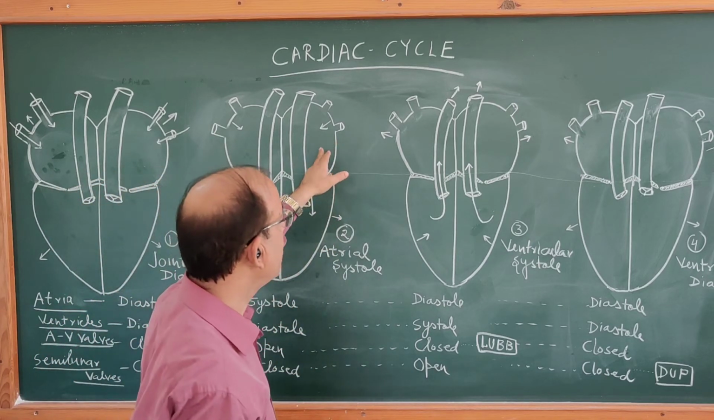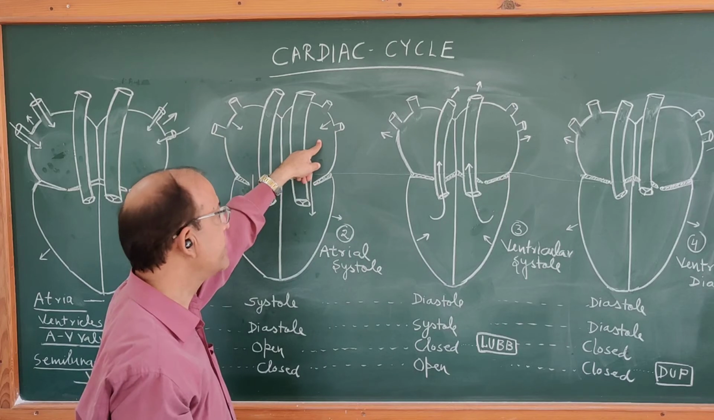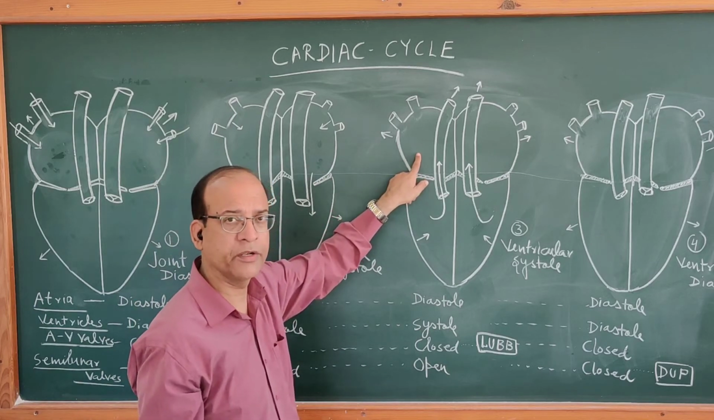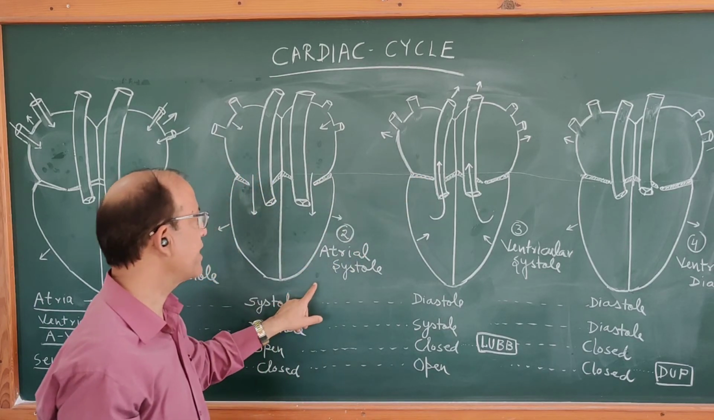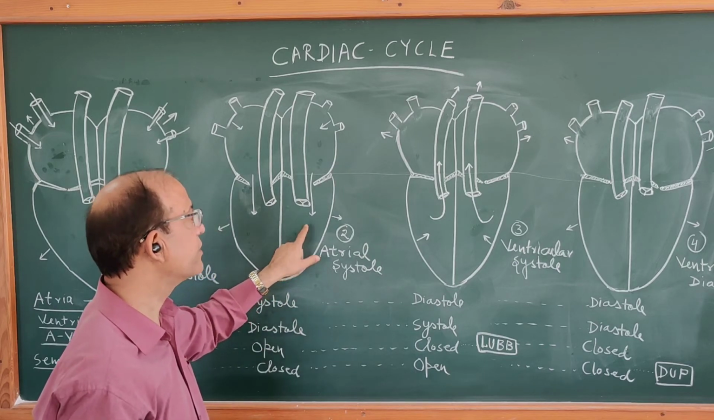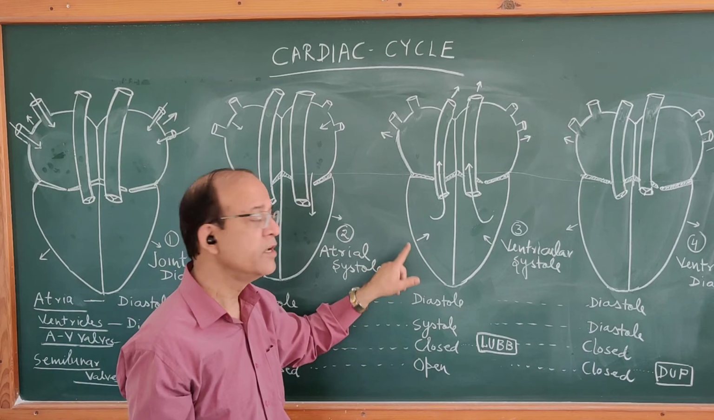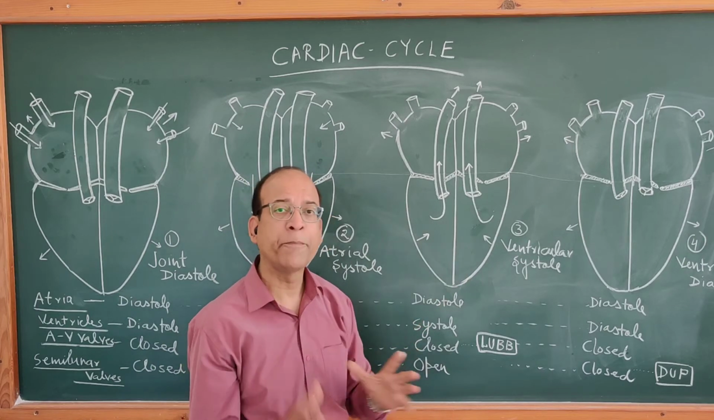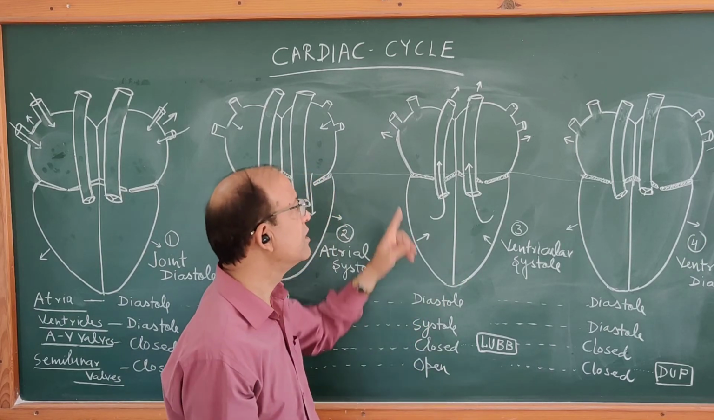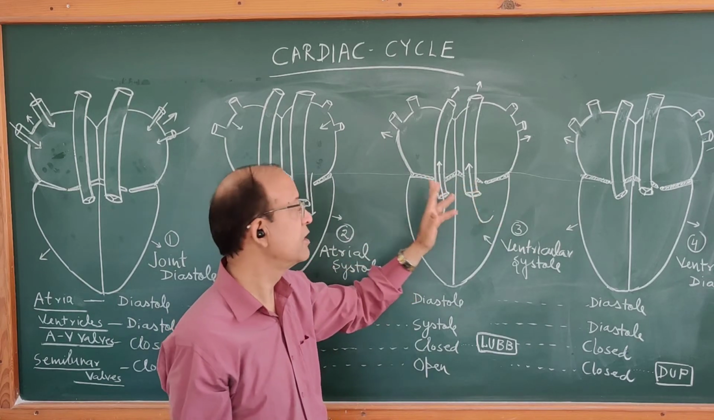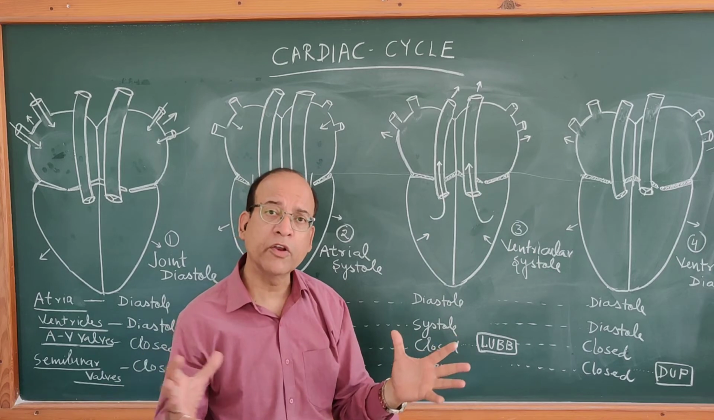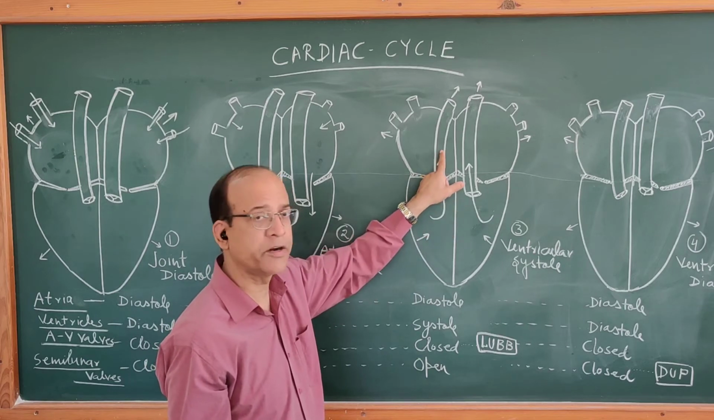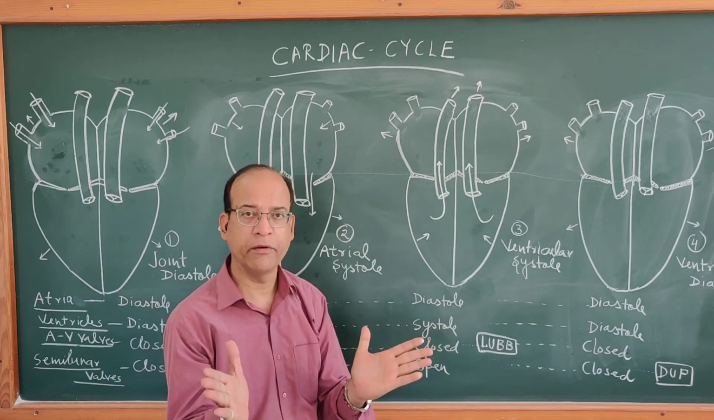Here the atria, which were in systole state, sorry, contraction, start their relaxation, their diastole. In the second phase, the ventricles were showing relaxation, diastole, but now in the third, they start their contraction. Because the ventricles started their contraction, pressure increases. Due to that pressure, both the tricuspid and bicuspid valves are closed by force. And the semilunar valves in the pulmonary artery and in the main aorta just open.